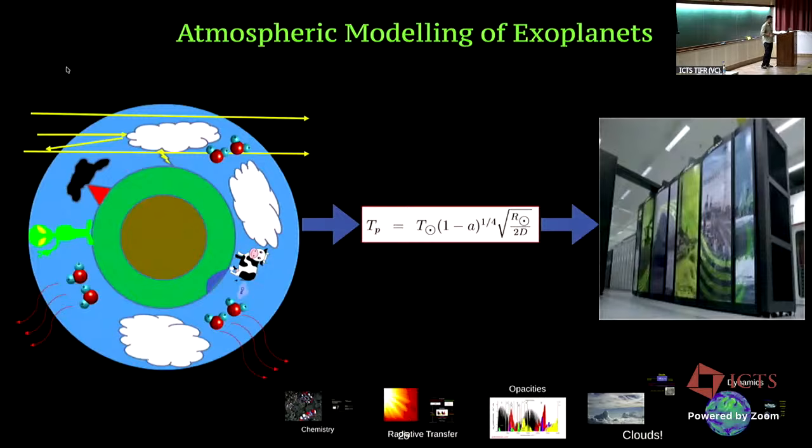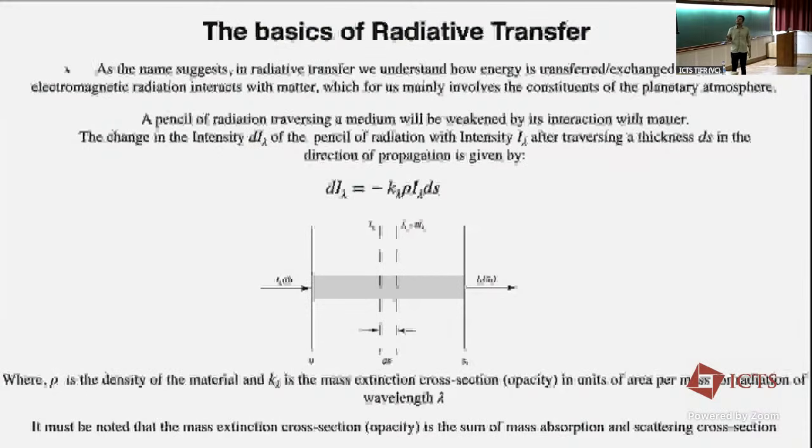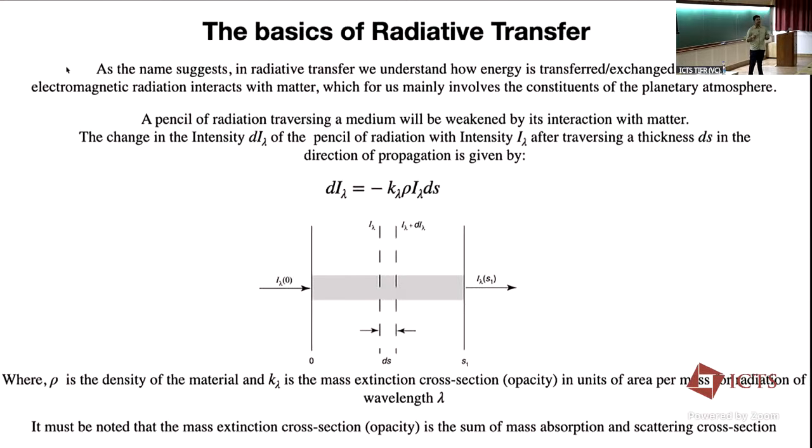So specifically for the transmission spectrum, we need to understand some basics of radiative transfer, and that is what we'll go into now. As the name suggests, in radiative transfer, we understand how energy is transferred or exchanged when electromagnetic radiation interacts with matter, which for us mainly involves the constituents of the planetary atmosphere. So essentially, when we are developing the models for transmission spectra, we need to understand the basics of how light interacts with the matter in its path.